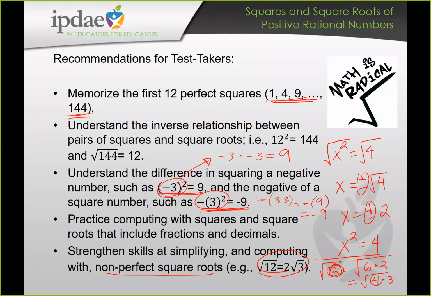So now I can take the square root of 4, and as I evaluate the square root of 4, I take the number 4 out. That's why it comes out to 2 square root of 3. So let's look at some examples here.